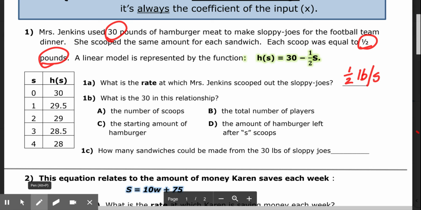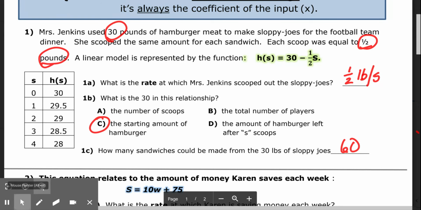What is the 30 in this relationship? It's not the number of scoops, it's the starting amount of hamburger meat. It's not the total number of players. It's not the amount of hamburgers left. How many sandwiches could be made from the 30 pounds? Well, if she was scooping out 1 pound per sandwich and there were 30 pounds, it would be 30 sandwiches. But she's scooping just a 1/2 pound, twice as little, so that means she's going to get double the amount of sandwiches. That would give us 60 sandwiches.